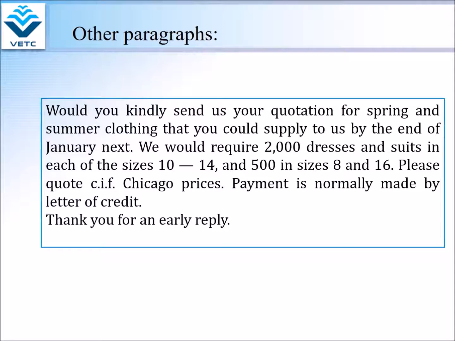Other paragraphs. The second paragraph concerns the points that you need to be met, the answer you want to give, or the question you want to ask. In the final paragraph, you thank the person who wrote to you if you are replying, and mention that you look forward to hearing from the person soon.